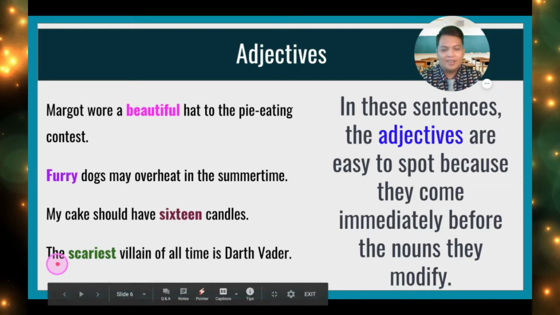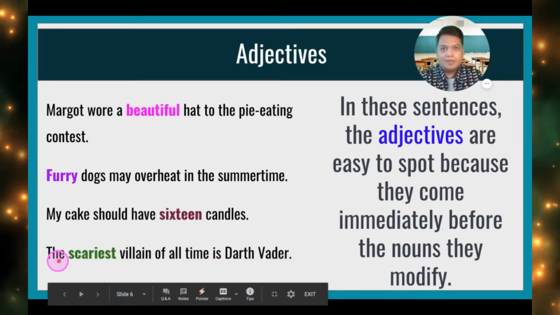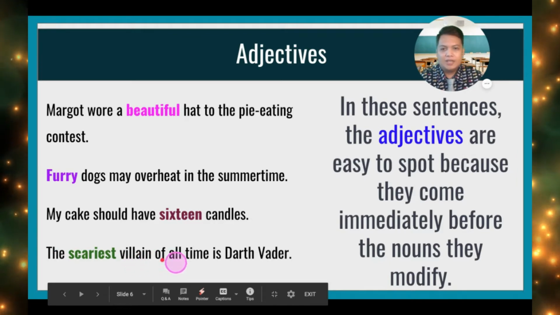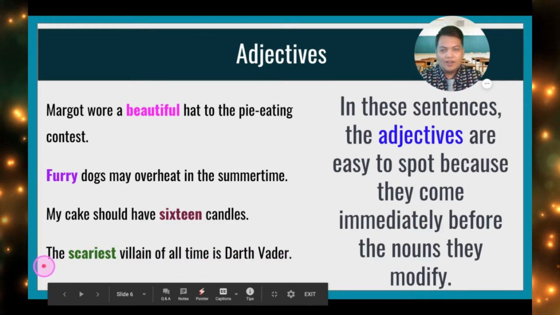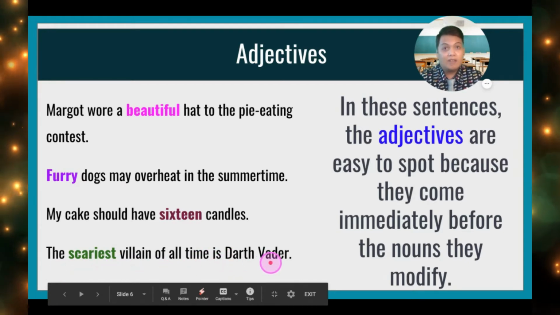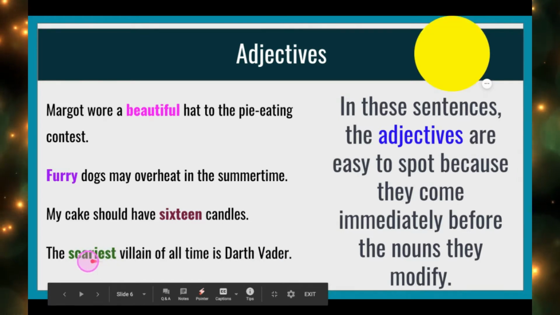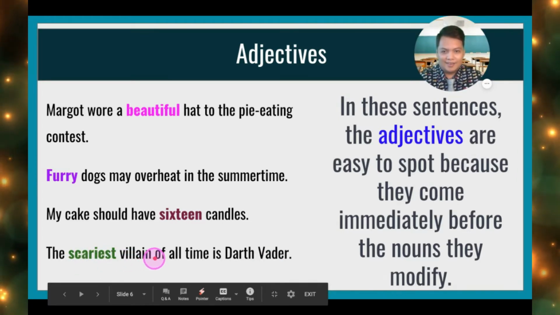Very good. Now, let's move on to our next example. Please read with me. The scariest villain of all time is Darth Vader. Again, the scariest villain of all time is Darth Vader. All right, so the adjective right here is scariest. Okay, very good.